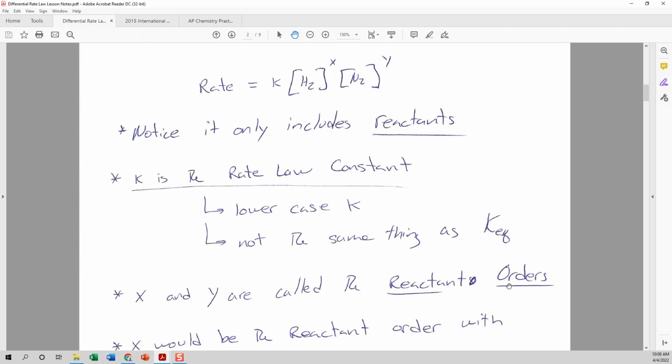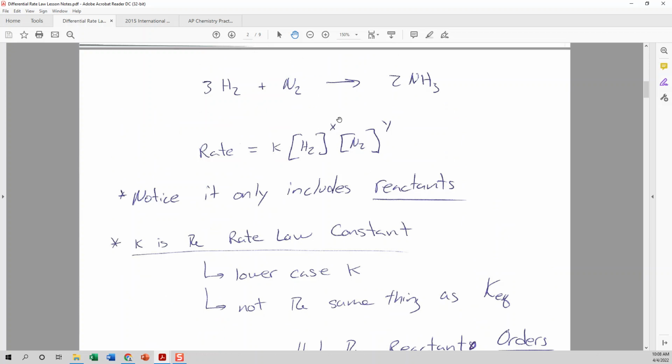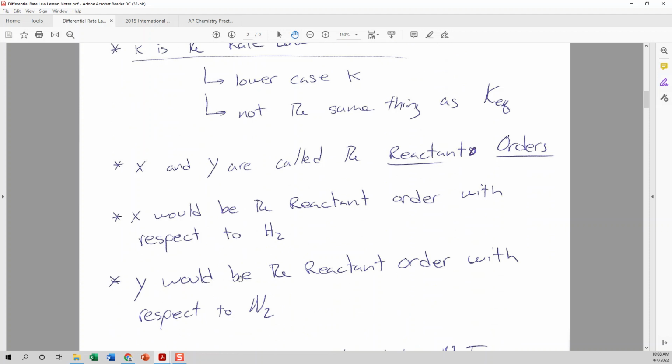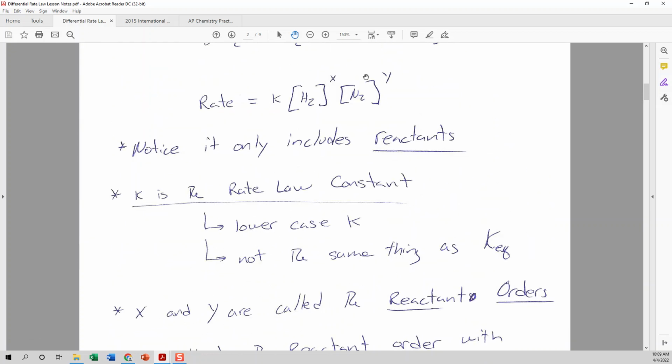So in order to write a rate equation, a rate law for a reaction, what you need to do is determine the reactant orders. You need to determine the order with respect to reactant A, and the order with respect to reactant B, reactant C, and so on, and those will be your exponents in the rate equation. All right, so in this scenario, x would be the order with respect to hydrogen, and y would be the order with respect to nitrogen. So what I would need to do is find those reactant orders, and if I found them, then I just plug those numbers in where x and y are, and that is the rate law. That's what I would have to write.